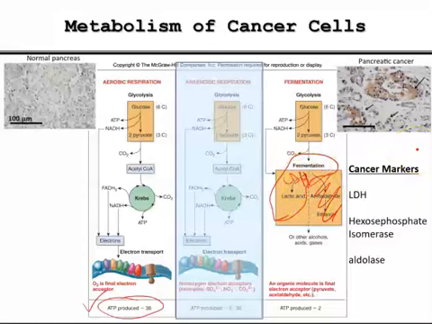Now, metabolically, there are increased enzyme activities associated with cancers, and these cancer markers can be used to screen for presence of neoplasms or to screen for recurrence of cancers. This can be accomplished with a regular blood sample. So you can look for lactate dehydrogenase activity to be increased, hexose phosphate isomerase activity to be increased, and aldolase, among other enzymatic activity markers for cancer.